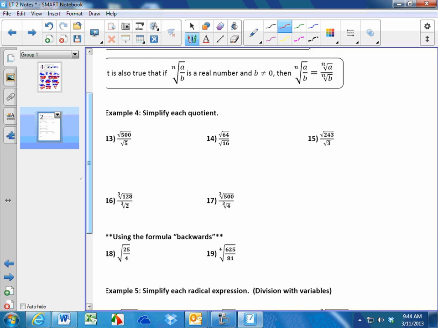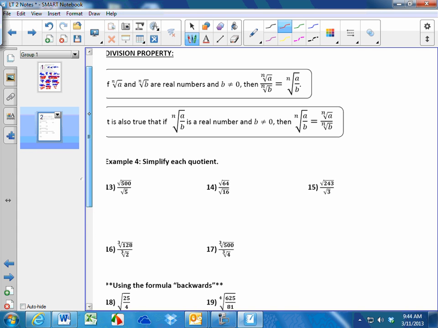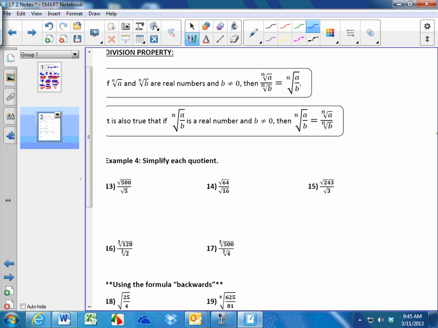The first property, which you can't see now, up there tells us you can do that. You can rewrite number 13 as the square root of 500 over 5, which reduces to the square root of 100, which is 10.